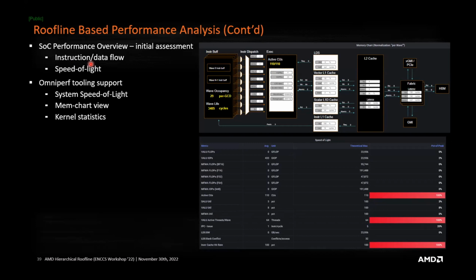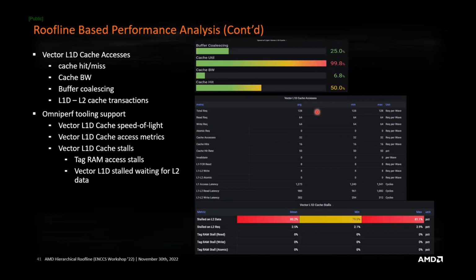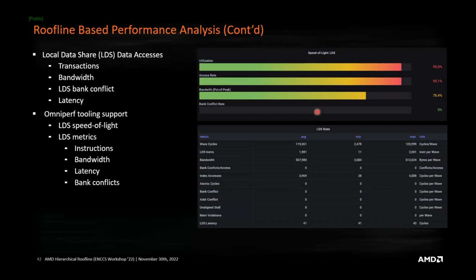So there's a speed of light analysis. Here we're just showing instruction data flow, performance overview of the hardware. There's also L2 cache and HBM data access information. OmniPerf really collects the entire kitchen sink on the hardware and then presents it in some visual manner to show you how well you're saturating some of the peak numbers on this device. You can step into the L1 data cache. You can look at the LDS or your shared memory, transactions, bandwidth.